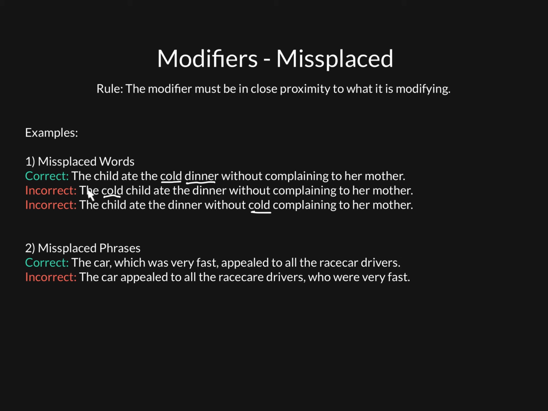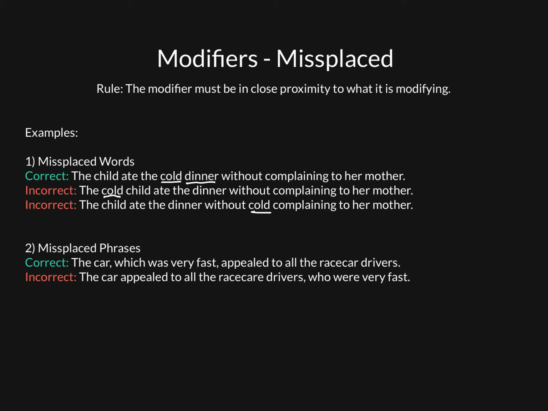Meaning, if we have the cold child ate the dinner without complaining to her mother, that indicates that the child is cold. As well, if we have the child ate the dinner without cold complaining to her mother, that's indicating that the complaining is cold, which is not correct. So as we see here in the correct option, the modifier, which is cold, is directly next to the thing it's modifying. Now also, if we have misplaced phrases, this should also follow the same rule.